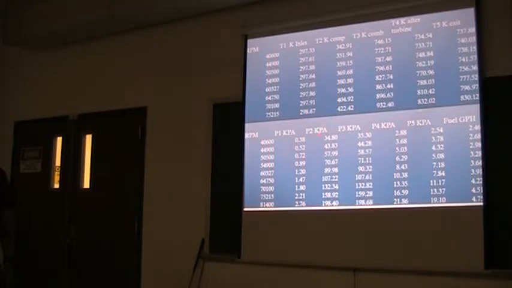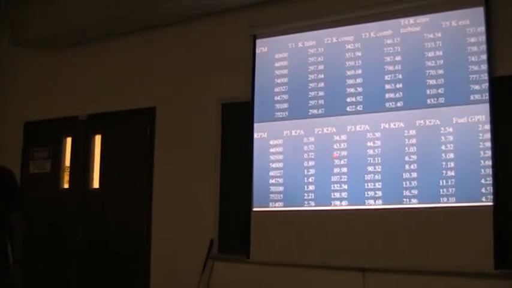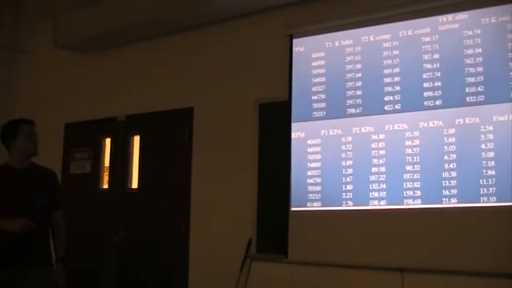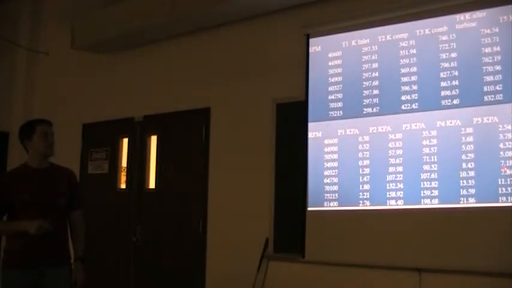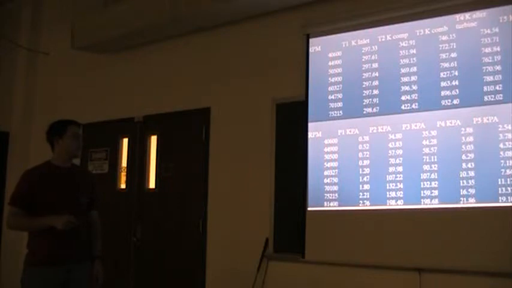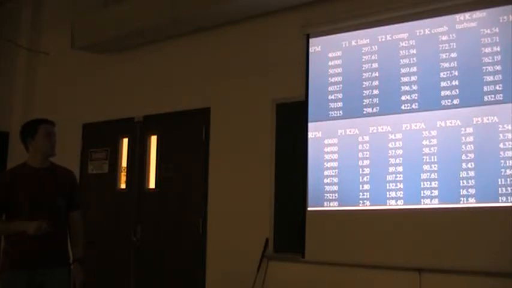And the pressures are the same thing. You can see that the highest pressures are right here, T2 and 3. And then finally at the exit, it's close to atmospheric pressure. And this is the fuel burn. You can see the fuel goes up a lot. When you go from 40 to 80,000, the fuel almost doubles.